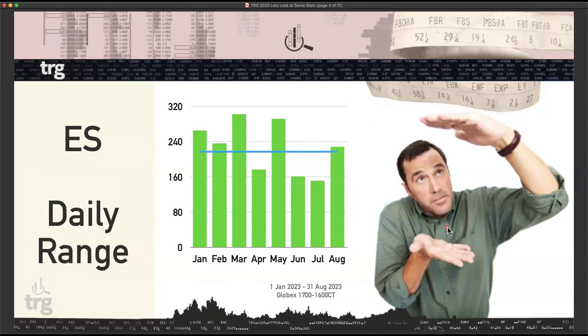I'm using ES here, and this is the full Globex session, so 5 p.m. Central to 4 p.m. the next day Central, 23 hours of trading. And what we have here is a bar chart showing the daily range by month of ES in ticks. The average is something like 217 ticks this year.